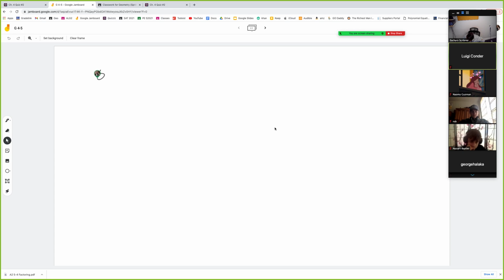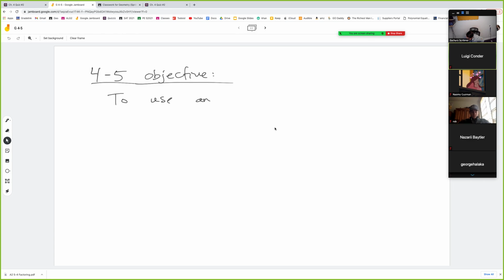Section 4.5 objectives: to use and apply the properties of isosceles triangles. All right, very important. All of us must know what we're saying when we say isosceles triangle.